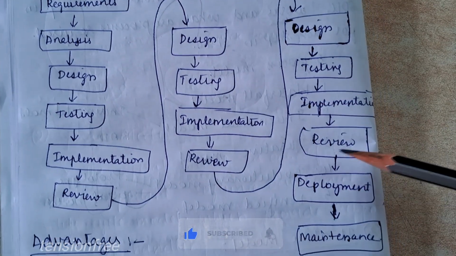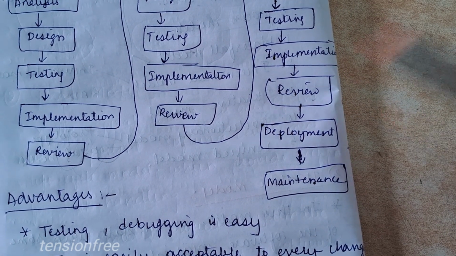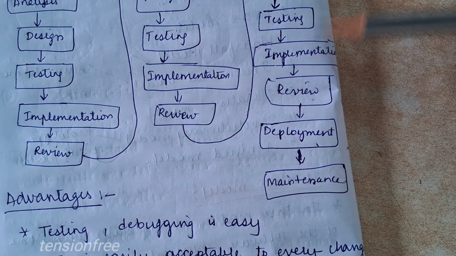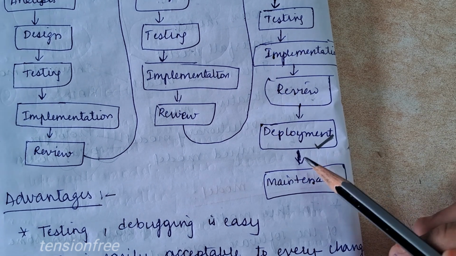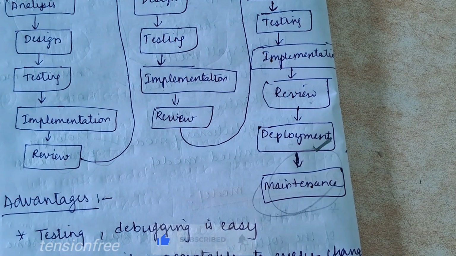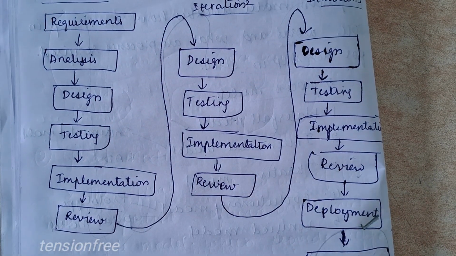Like this, the iterations will be done, and then there will be a review, and after the review, the deployment. After the software has been developed, the user will collect the software and the software will be maintained. This is how the iteration will be done. This is the diagram for the iteration.